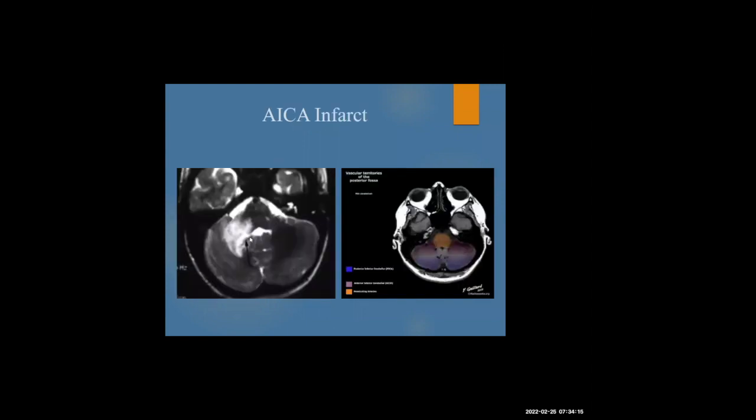So this is an example of an AICA vascular territory stroke. This is your middle cerebellar peduncle, normal on the left side. This is the right side. And you know if you have a stroke in your middle cerebellar peduncle that you have an AICA vascular territory stroke. And similarly here, just like that cartoon we showed, or that shaded MRI we showed a little bit earlier, this is the petrosal surface of the cerebellum. So this is all AICA vascular territory.